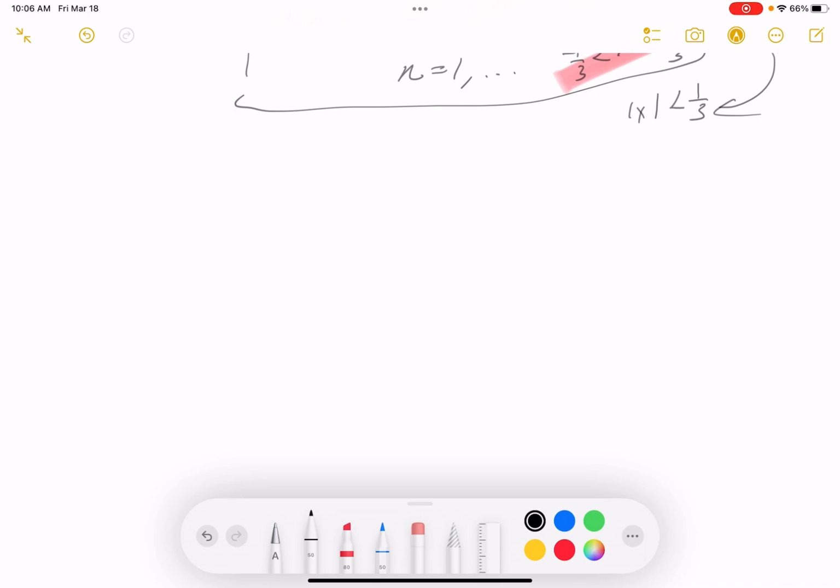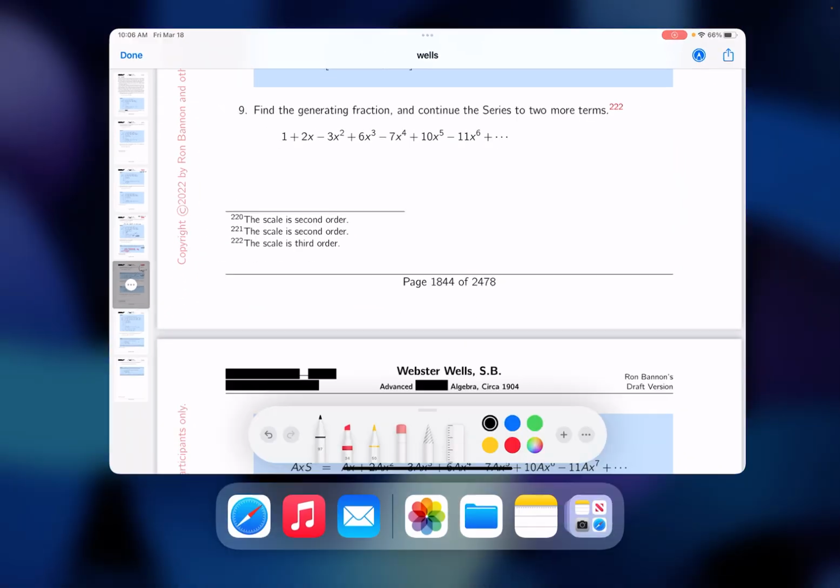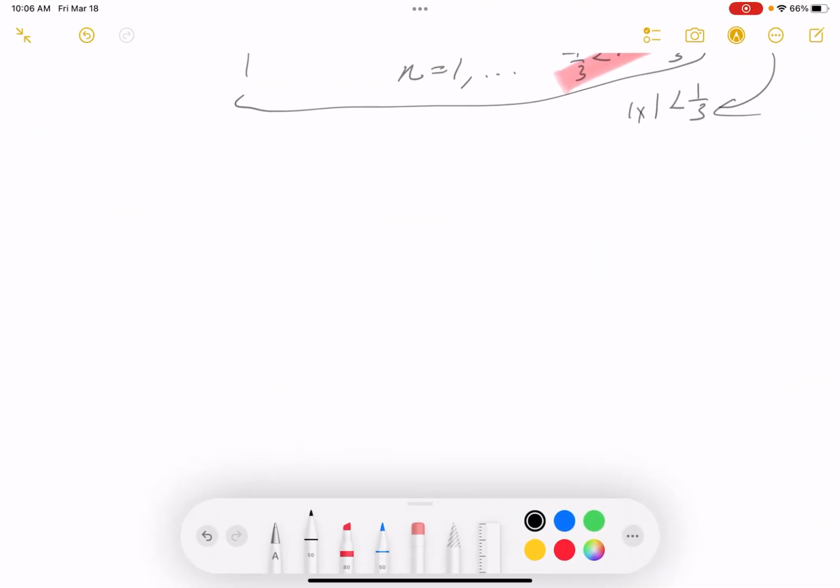And again, let me make sure I'm doing the right thing. It's number 8, right? Let me make sure of that. I got a little confused there. Oh, I'm sorry, number 9. So I'll write down number 9 for you.